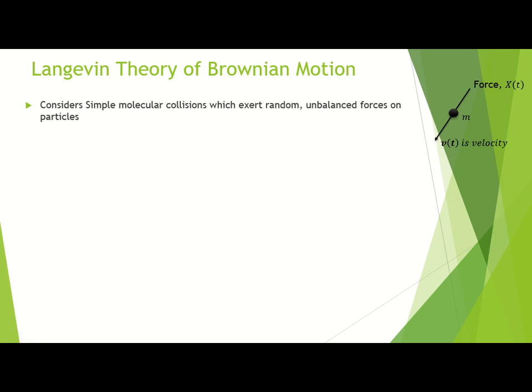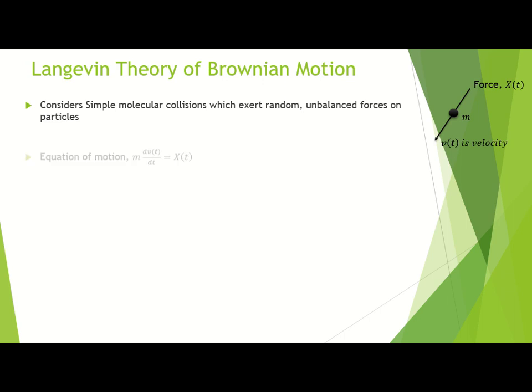Of course, this will be a vector, and let's say a particle has a mass of small m, and v is the velocity due to this force X of t. So it will also be dependent on time. So we have this unbalanced force, and we don't know the direction or the magnitude of this force, but it is a random force.